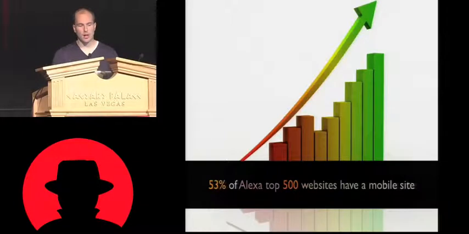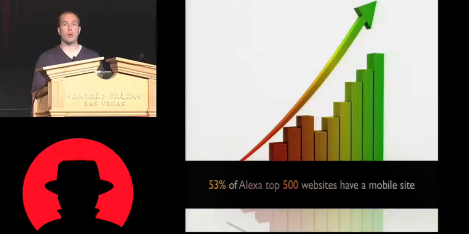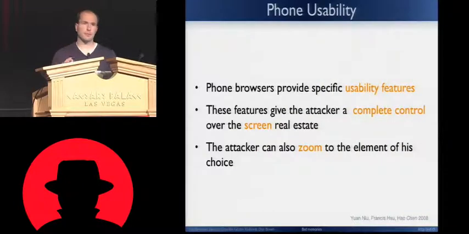The second one is that many popular websites have rolled out a mobile version to enable users who have smartphones to access it. We found out that at least 53% of the 500 most visited websites have a mobile version. You might not realize it, but the browser on your smartphone is fundamentally different from the browser on your desktop counterpart because of usability. The screen is so small that they had to make choices which are actually against security.